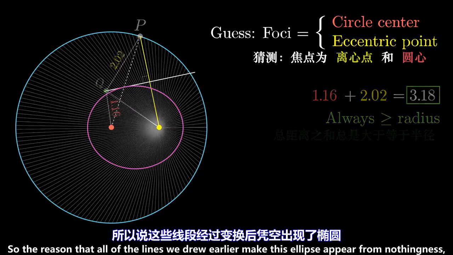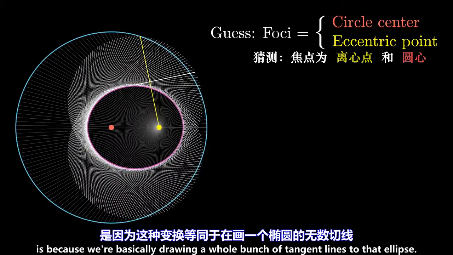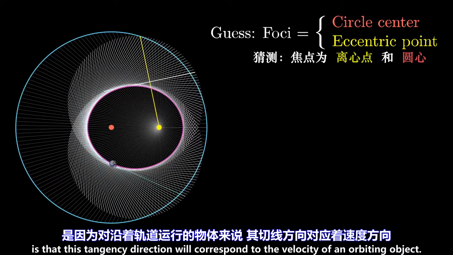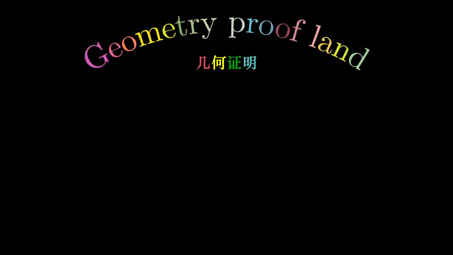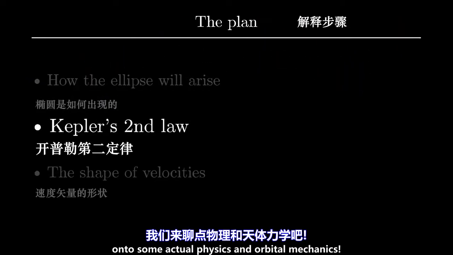So, the reason that all of the lines that we drew earlier make this ellipse appear from nothingness is because we're basically drawing a whole bunch of the tangent lines to that ellipse. The reason that that's going to be important, as you'll see later, is that this tangency direction is going to correspond to the velocity of an orbiting object. Okay, geometry proofing is done. On to some actual physics and orbital mechanics.